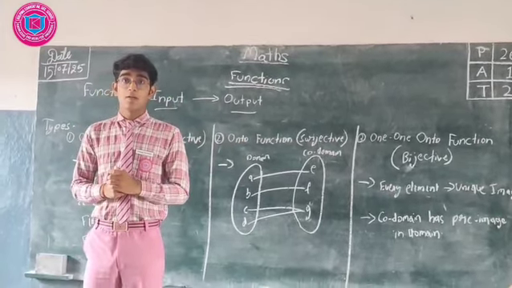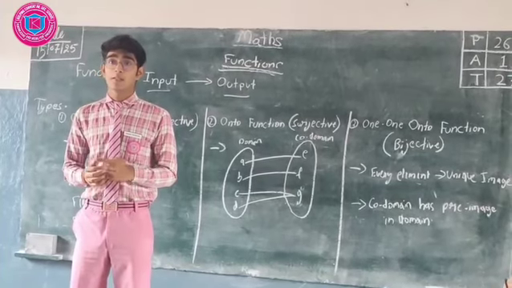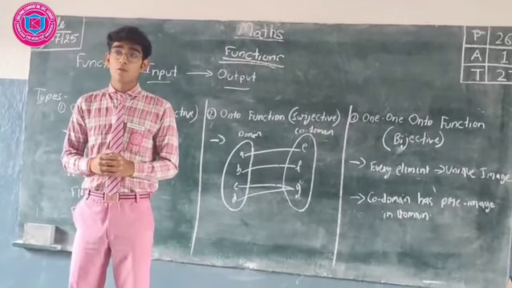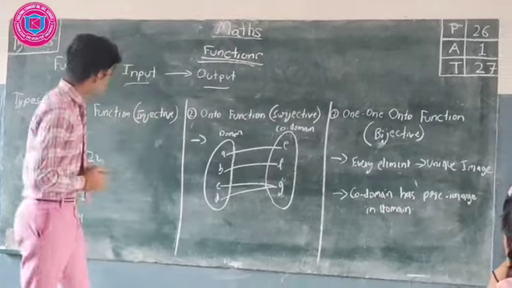And if I say the textbook definition of a function, then a function is a relation in which every element of the domain forms an image in the codomain. So I hope you understand. Okay, then let's move towards the types of functions.